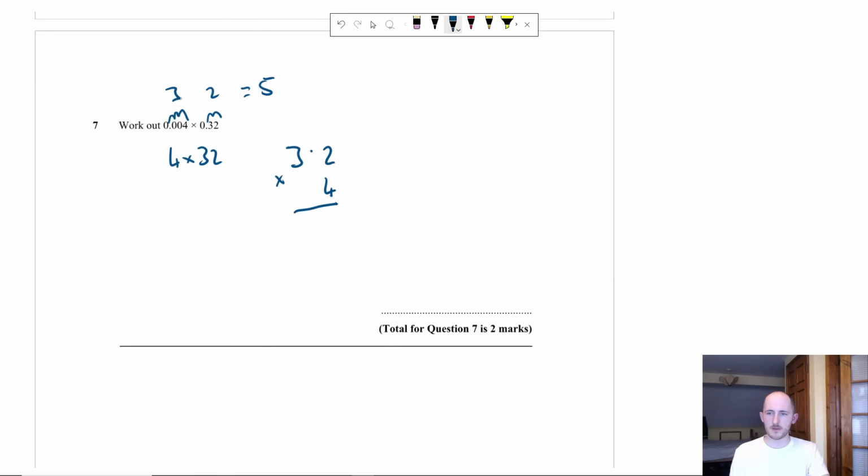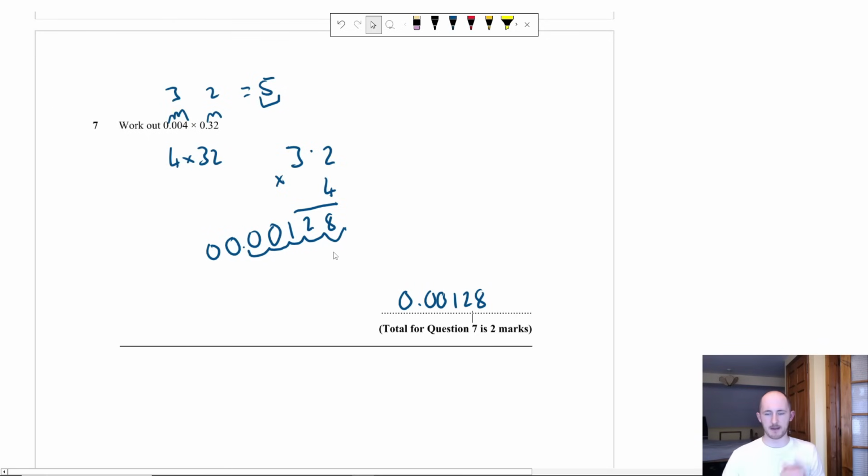So 4 times 32, if you want, we can use the column method. 2 times 4 is 8. 4 times 3 is 12, so 128. Now, at the moment, my decimal point is at the end, right? So I need to move it 5 places to the left. But I only have 3 digits, so I'm going to add a couple more zeros just to make sure I get the right answer. And again, because I moved this 5 to the right, I need to move this 5 to the left, okay? So, 1, 2, 3, 4, 5. My decimal point is now here. So my actual answer is 0.00128.